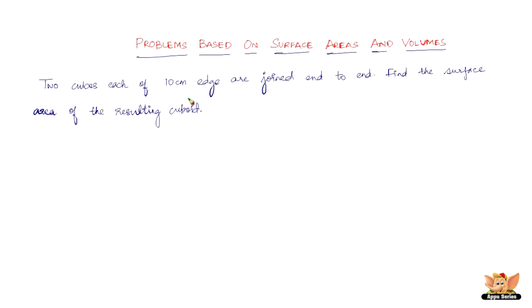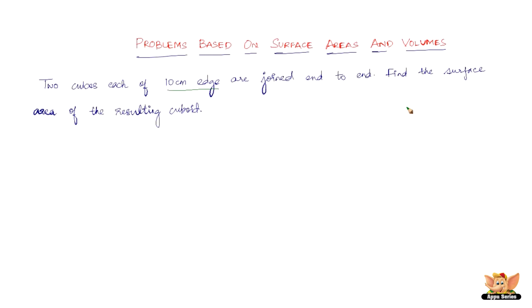Right, so a cube is going to change into a cuboid here, and then we've got the data that the cube that we're talking about here measures 10 centimeters per edge. And what happens is there are two cubes and then you join them end to end, right? And you need to find the surface area of the resulting cuboid.